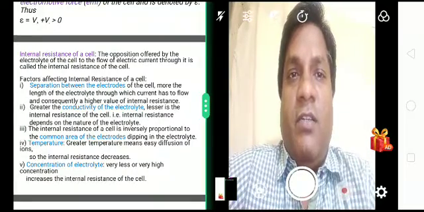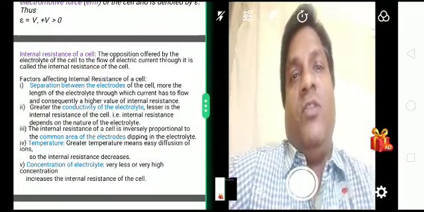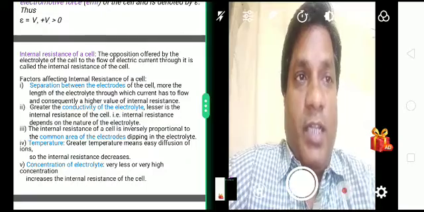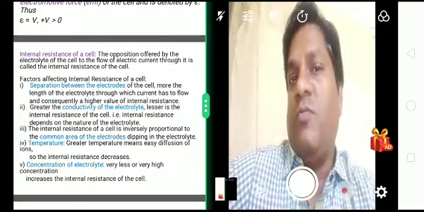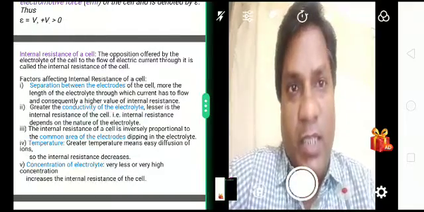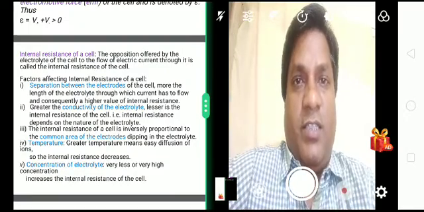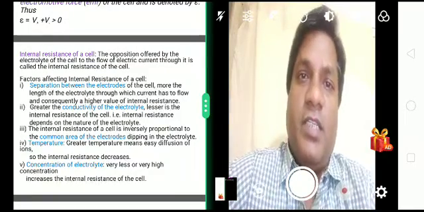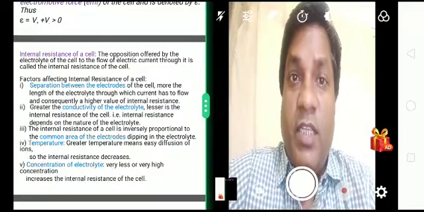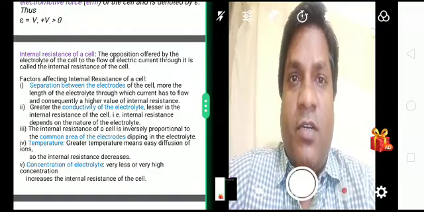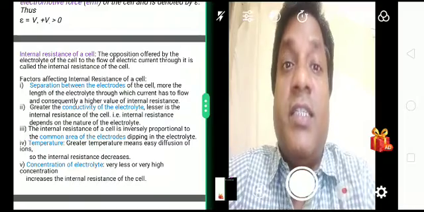Third point: the internal resistance depends upon the common area between the electrodes. More common area means the current has more space to travel, so it can pass easily, and hence the internal resistance will decrease. Fourth point is temperature. Now it is a debatable point. With increase in temperature, the internal resistance of most cells decreases.